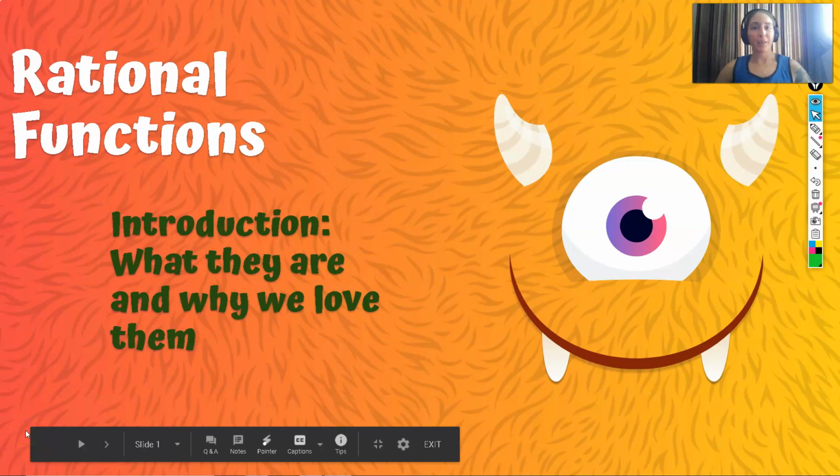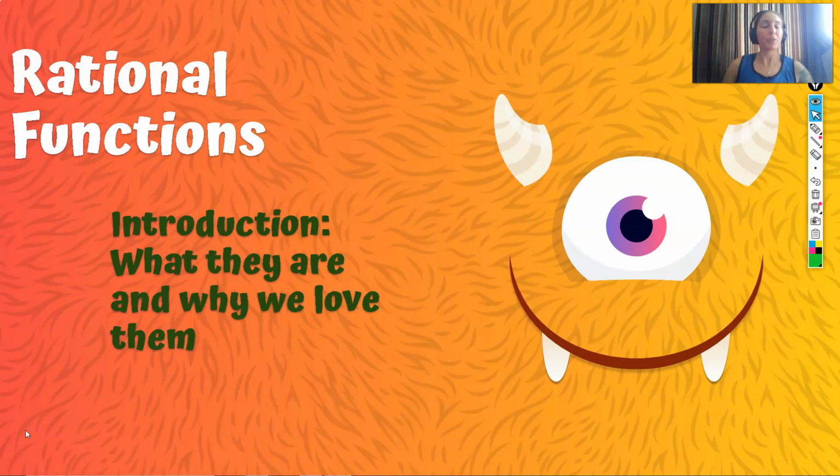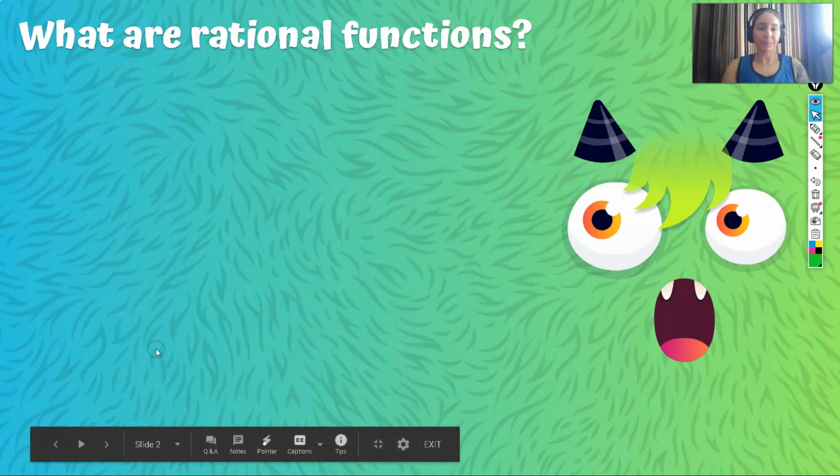This is Rational Functions, and this is the introduction to rational functions. I'm assuming you've never seen a rational function, at least with a variable before. I'm assuming you have dealt with fractions before, but this is kind of more complex. So what they are, why we love them, what we can do with them, and some of their key features. This is just going to be an intro video for you guys today.